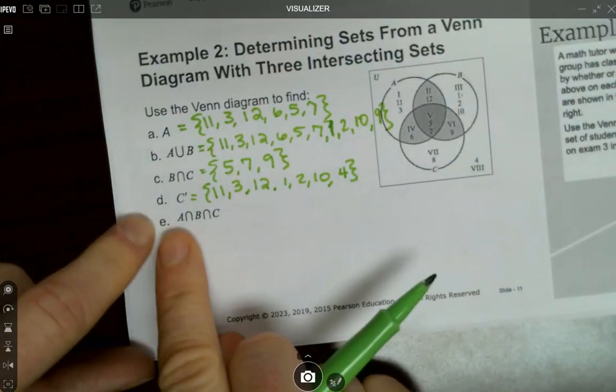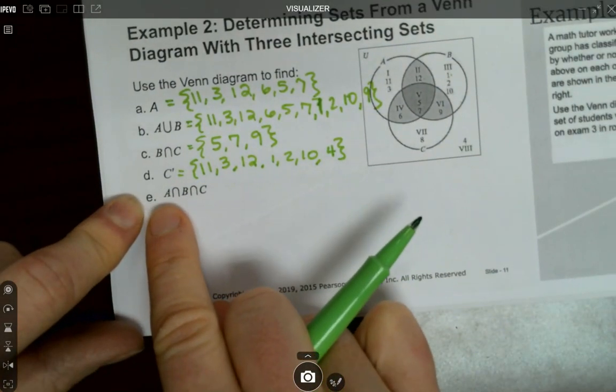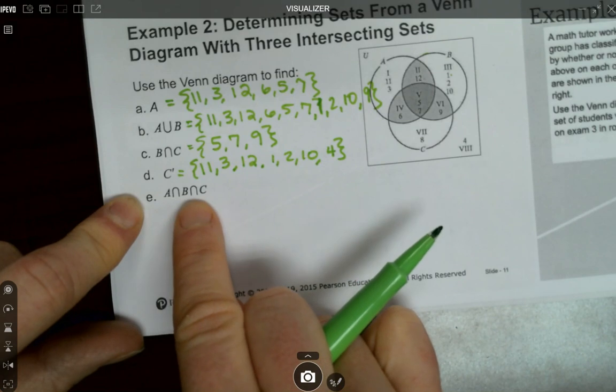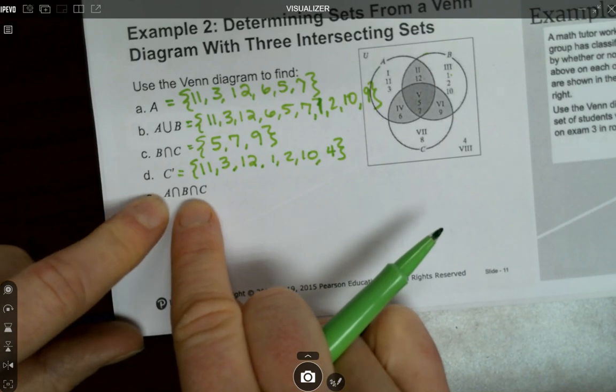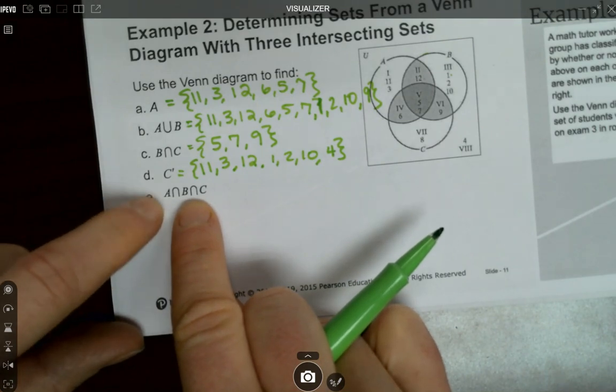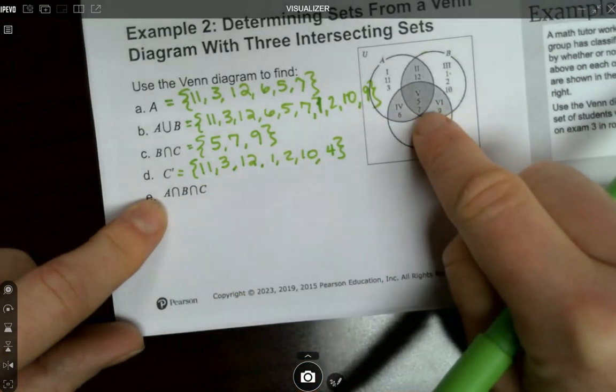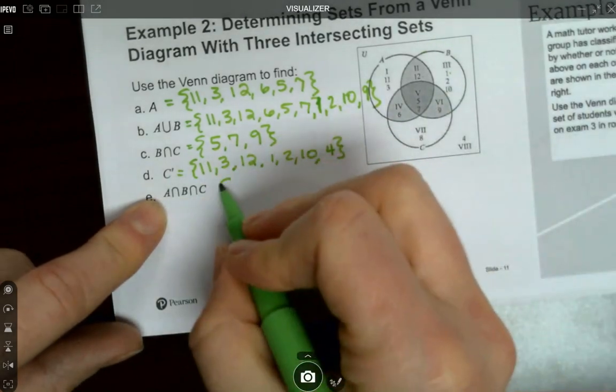Okay. E is A intersect B intersect C. So it's all of the items in common with A, B, and C. So that would be this set right here, 5 and 7.